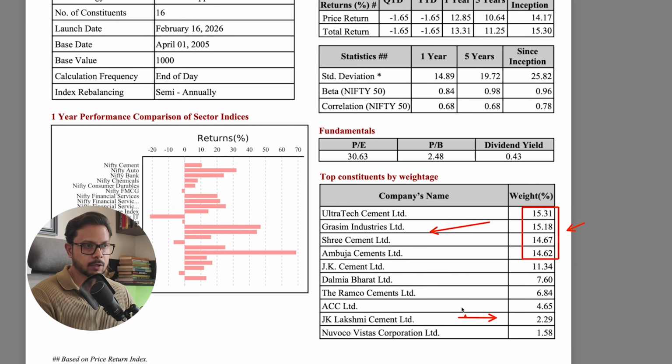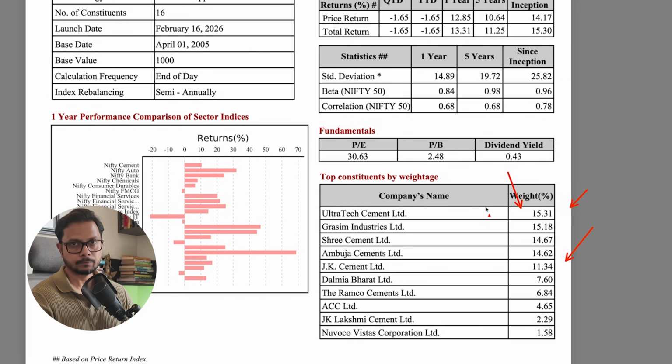So a JK Lakshmi or an ACC, even if a JK Lakshmi moves up 5%, it's not going to add a lot of movement to the entire cement pack. But if UltraTech and Grasim just move up by 2%, it's going to pull the index up or down depending on the move. So which are these stocks? Knowing that, and how important is that stock? Knowing that as well. So it serves 2 purposes.